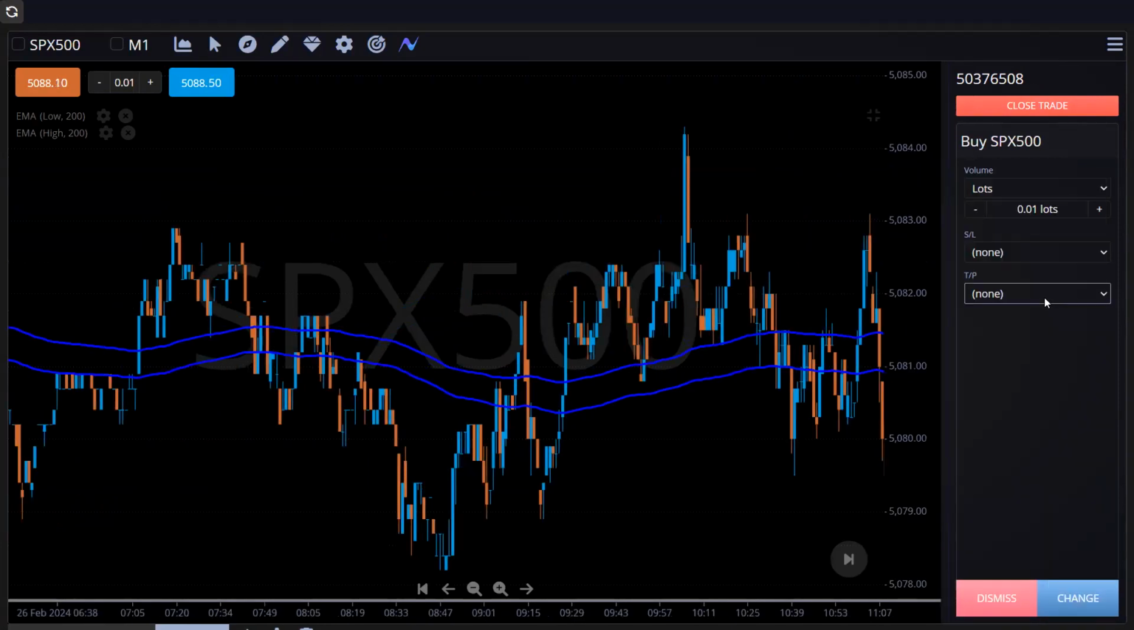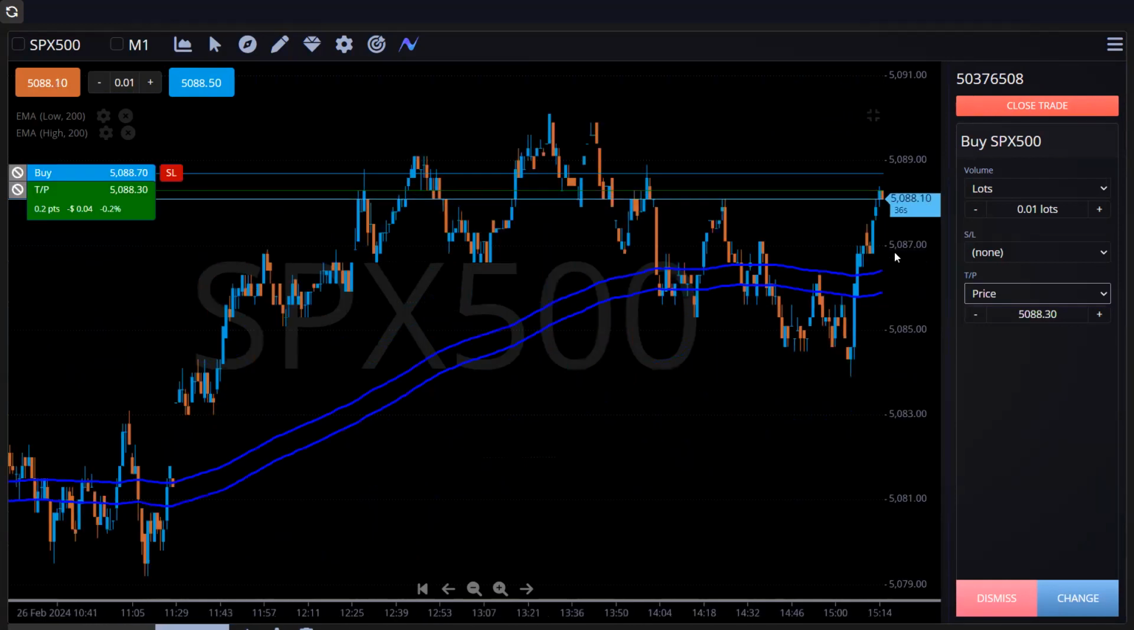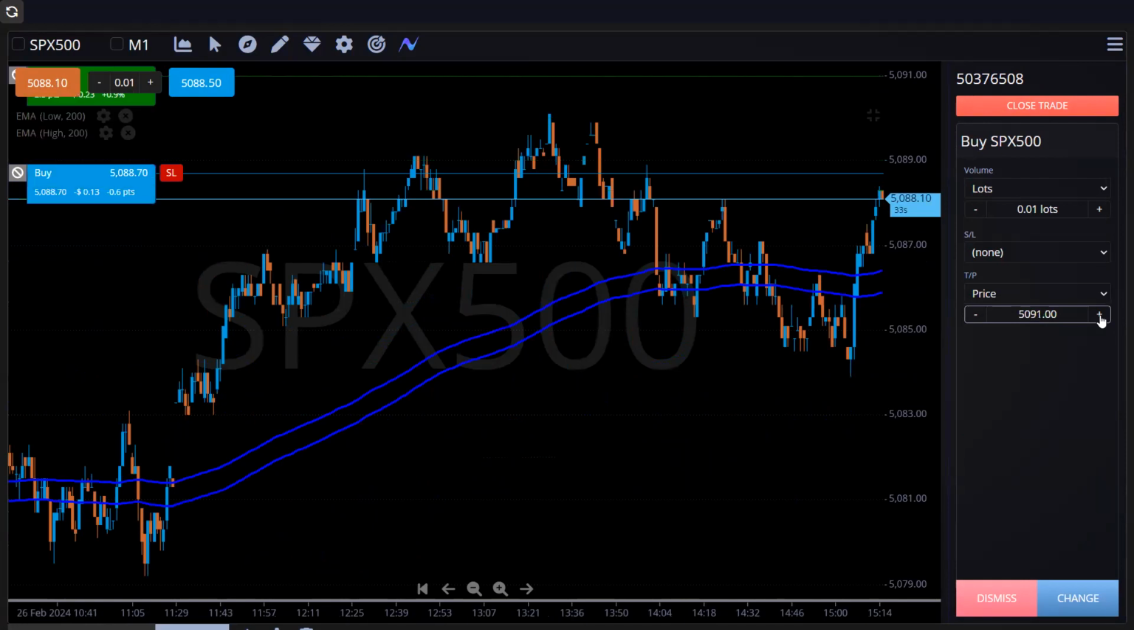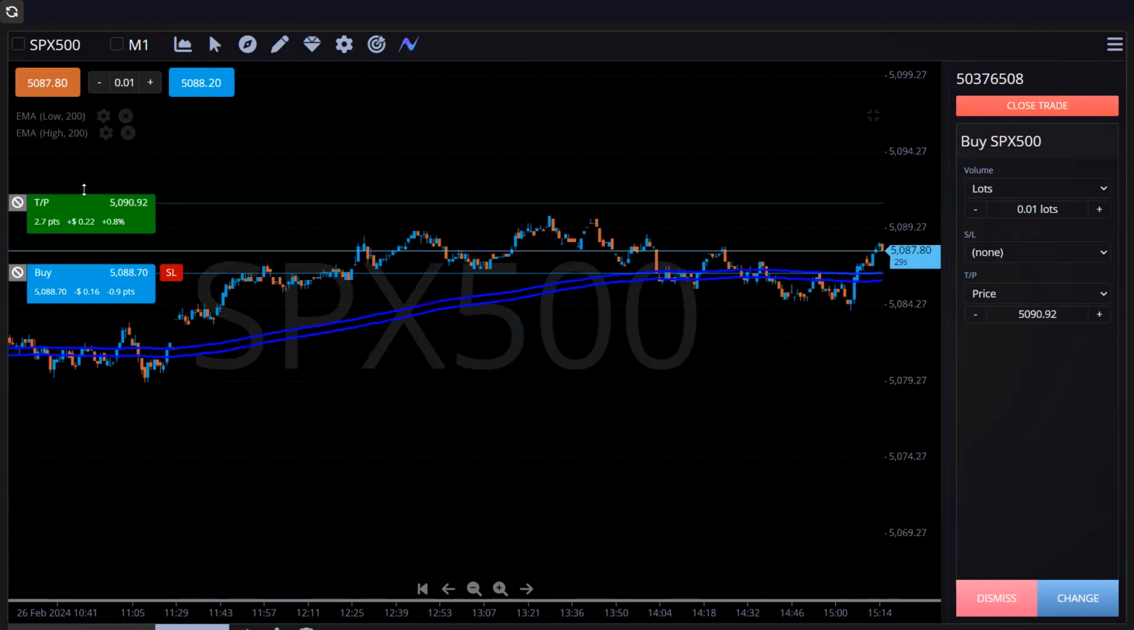right? And I would come over here and go for TP, I would hit price and let it take me to the current chart. So right here, and I would just hit plus until it gets to where I want it to go, right? Or once it moved, I would drag it.